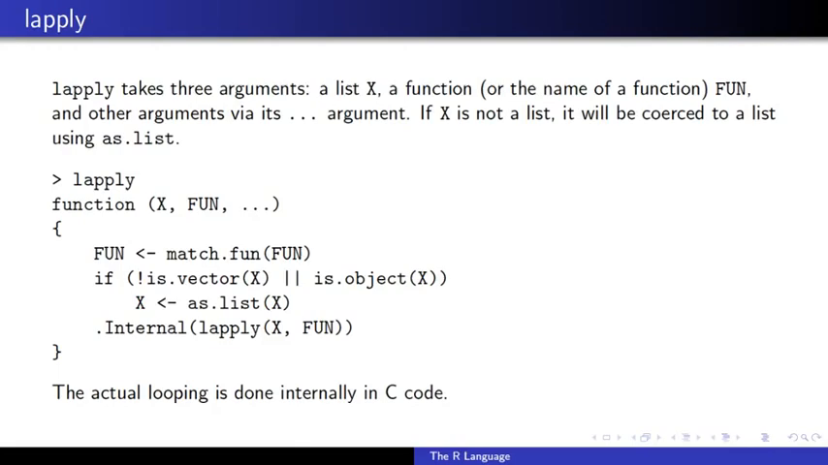So the lapply function, you can see, is very simple. The code for it is right here. Basically, we look for the function. If the object is not a list, then it's coerced to a list using as.list, and then the rest of the lapply function is implemented internally in C code to make it a little bit faster.